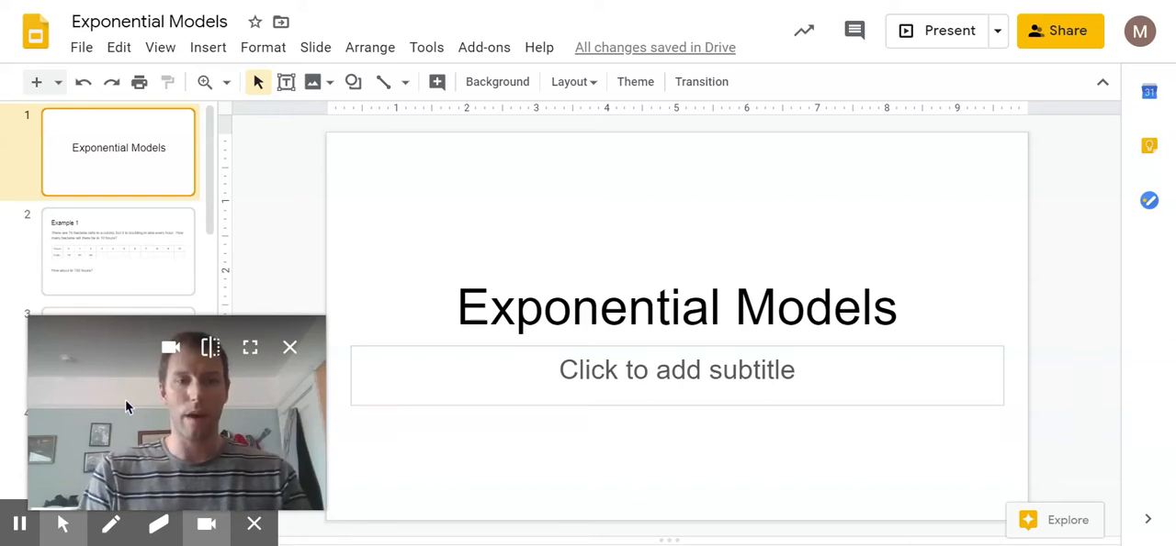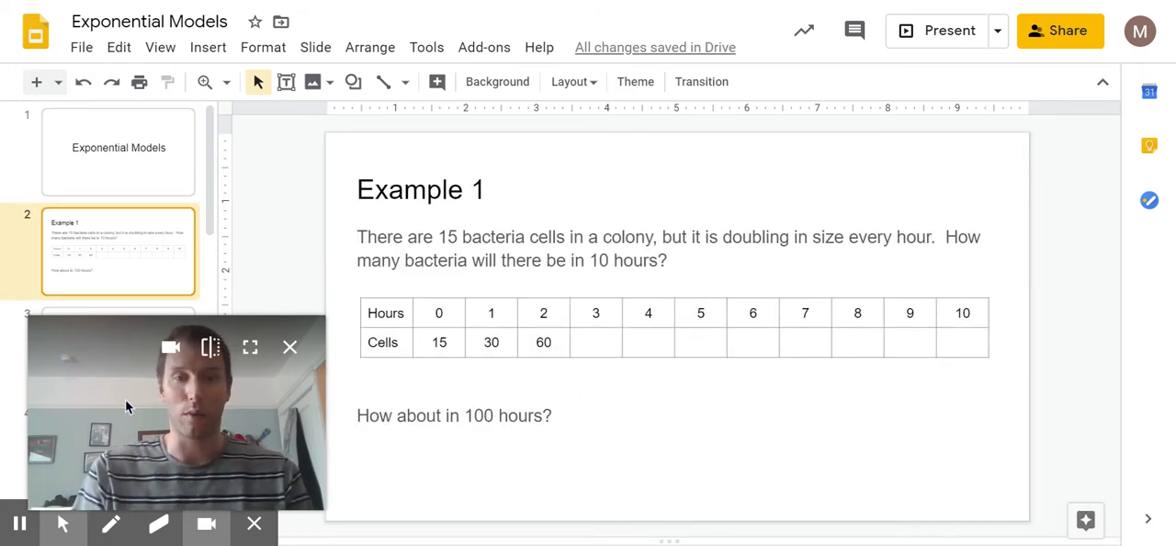Everybody, let's learn about exponential models. What the heck is an exponential model? Well, let's dive in with an example, and it should start to make a little bit more sense.